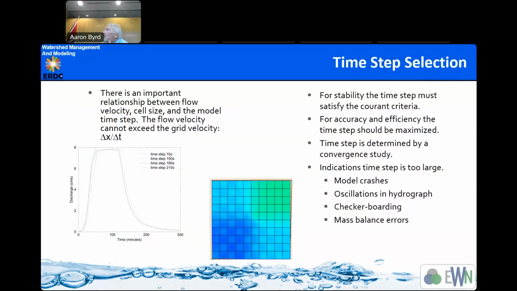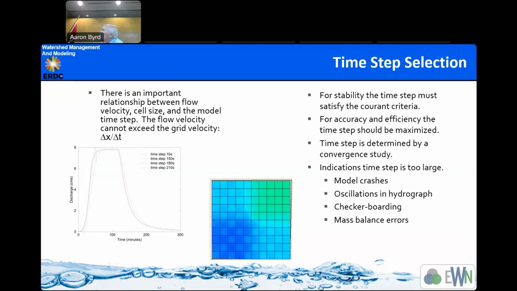Time step selection. For using the ADE method with the variable time step, it doesn't matter so much anymore, but this kind of thing is still semi-important. There's a relationship in numerical modeling where you don't want the flow velocity to exceed what's called the grid velocity. That means a parcel of water will move through a grid cell without being captured. It should move from cell to cell to cell, not from the left to the right in one time step. Then your solution explodes. That's called the Courant stability criteria, and for stability, you have to satisfy it.